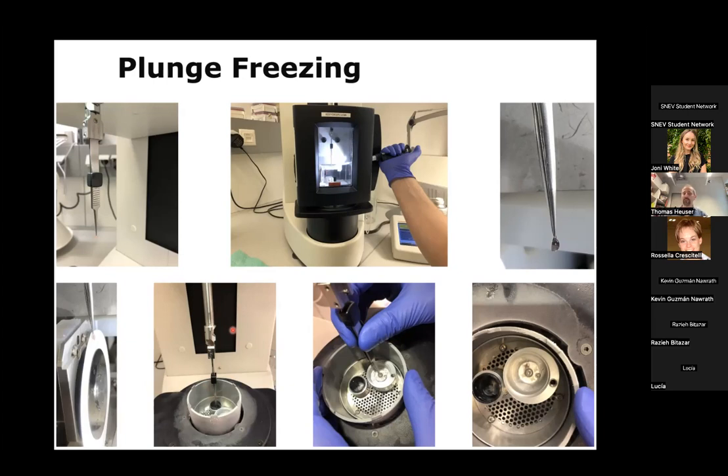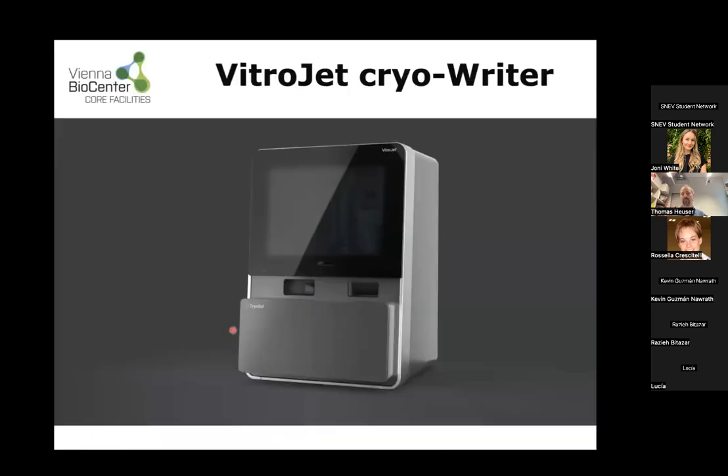And what you get looks like a solid, but it still has all the physical properties of a liquid. This is referred to as a vitrified state or a glass-like state. And this is the sample we want for cryo-electron microscopy.